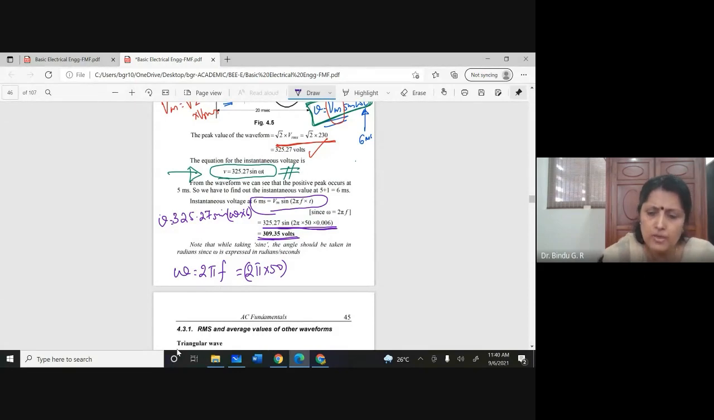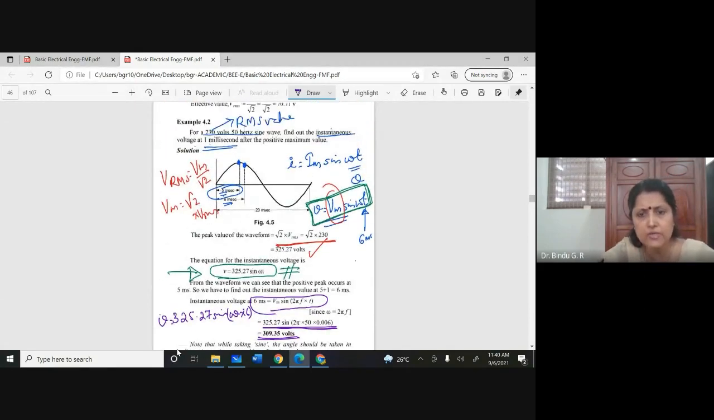I hope this problem is clear to you. If you have any doubts, please tell me. This problem in a nutshell explains the whole concept of equations. So any AC voltage can be represented in terms of its waveform, or in terms of its equation, or in terms of its RMS value, or in terms of its average value. This is how AC voltages can be explained.